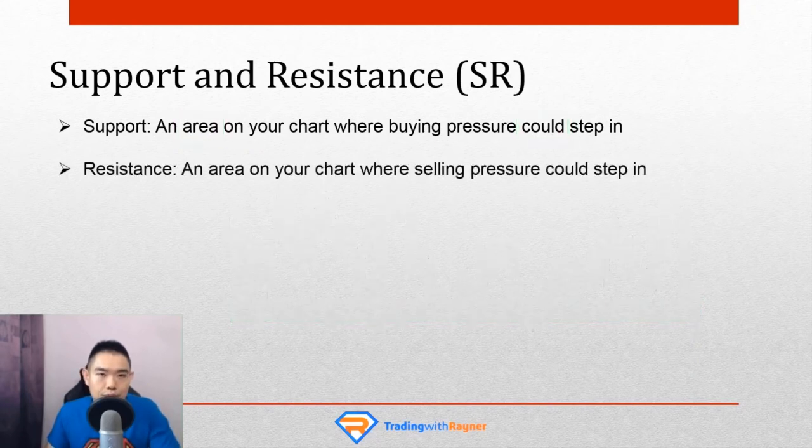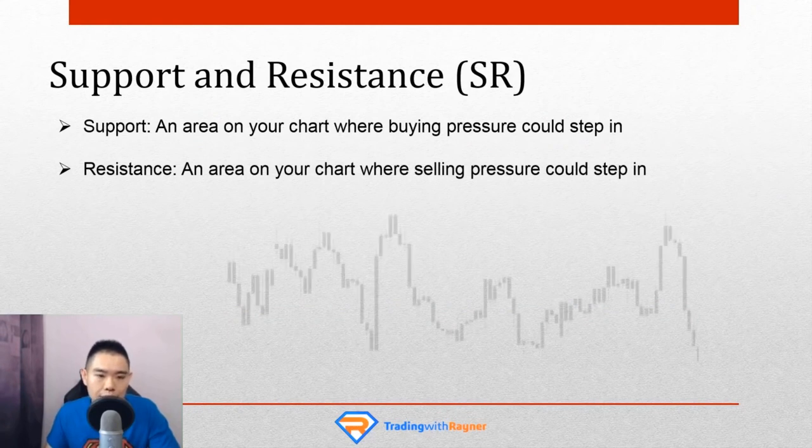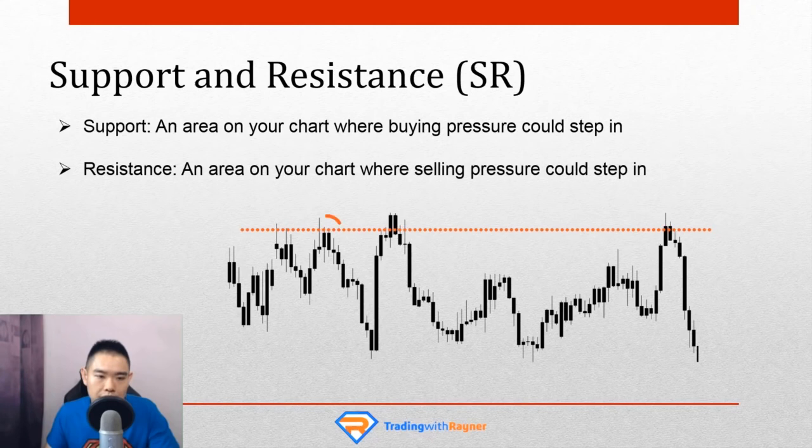So next, resistance. This is an area on your chart where selling pressure could step in. So again, this is an area of resistance, over here where the price came up, hit, and came down lower. Went up, came down lower. Went up, and what happens? Came down lower. So again, anything can happen in markets. It can go up, it can break out of resistance, or it can face selling pressure at resistance and then reverse down lower once again. So this is why the word is could step in.